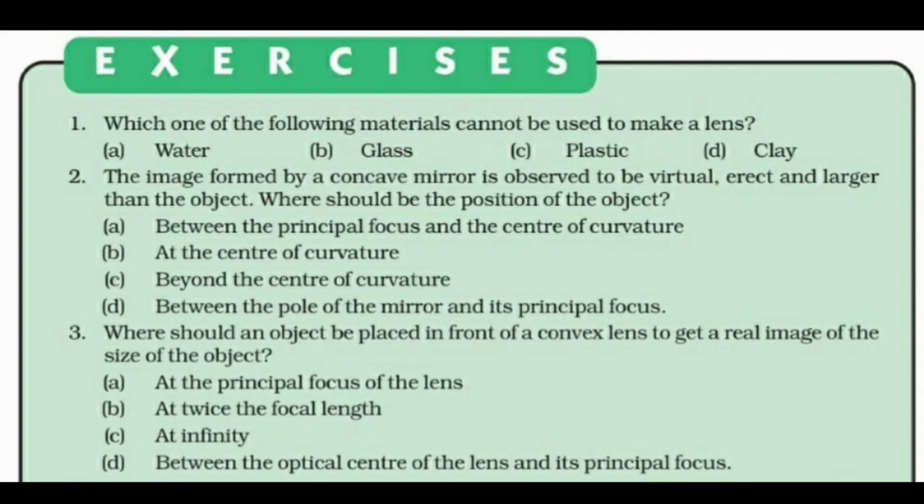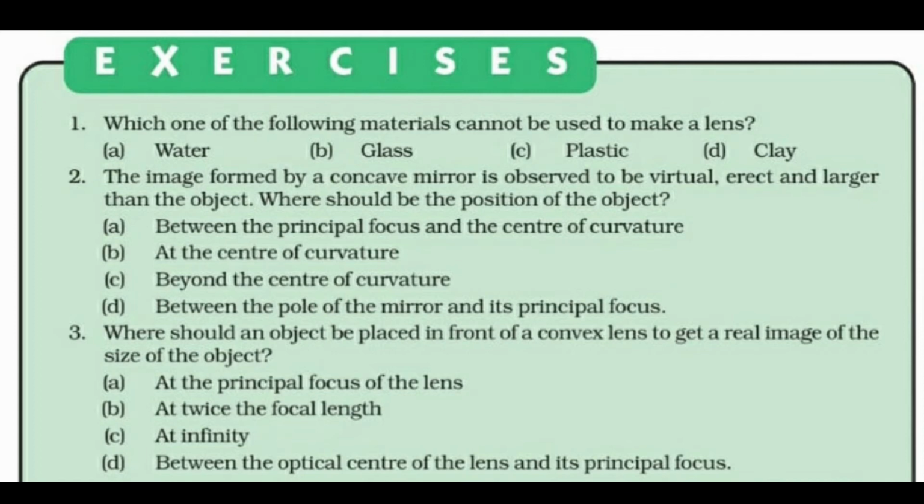Now the exercise questions. We will deal with MCQs here, question number 1 to question number 6. No need to write them in your notebook, just try to understand. First one: which one of the following materials can't be used to make a lens? Water, glass, plastic and clay. Among these, option D, clay, will not be used.